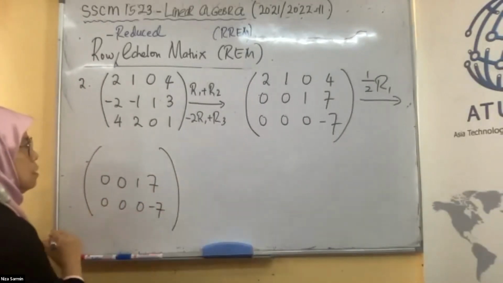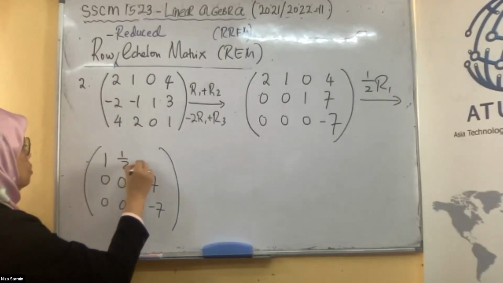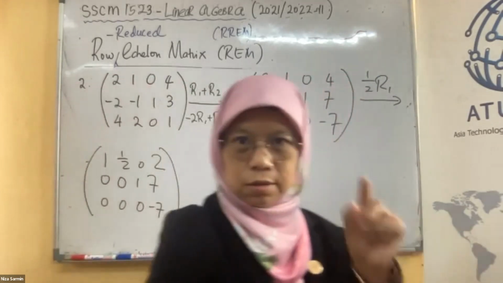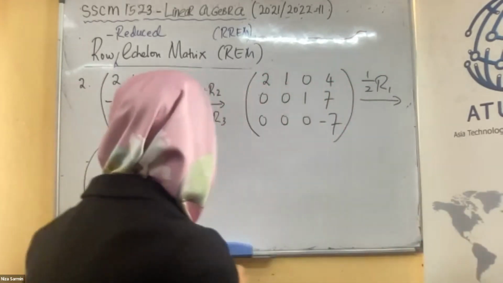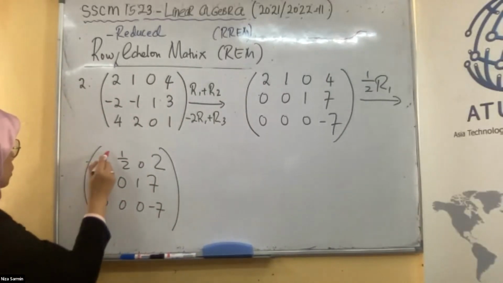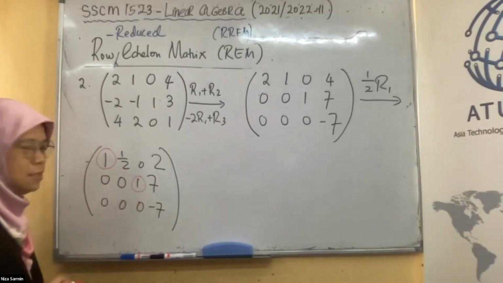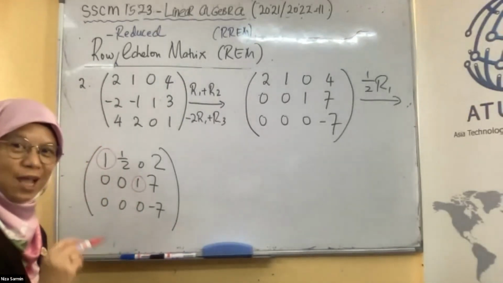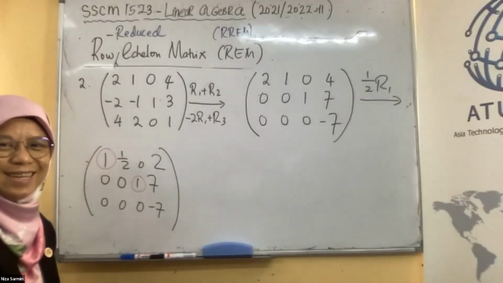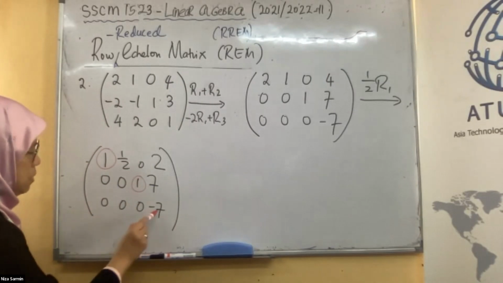Okay, and then 1 over 2, 0, 2. Now where is your leading one? So you find your leading one. For the first one it is this, and go here, and then the leading one is this. And we are lucky because this is already 0, 0. This is already 0, 0. The last one will be this one.